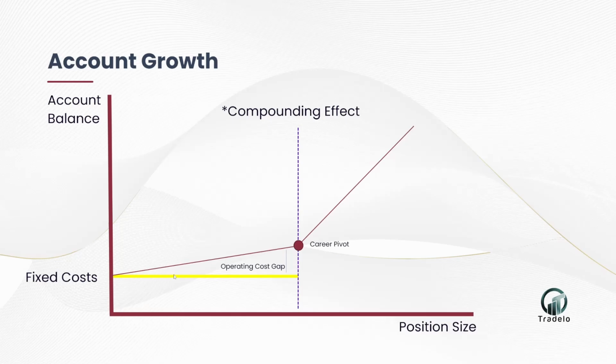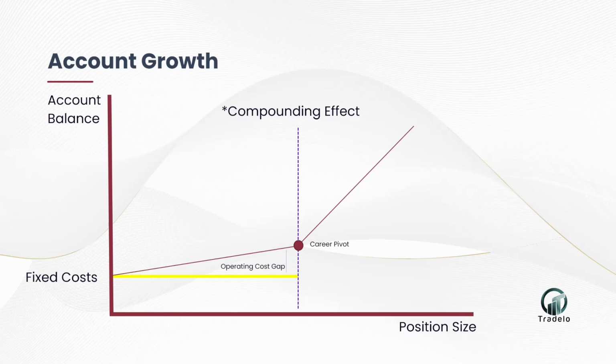Now, the next thing to focus on is the yellow line, and this is our fixed cost. This includes things like software fees, desk fees, your Bloomberg terminal, your commissions, as well as the wage you want to pay yourself. The difference between where your account balance is and where that fixed cost line is, we call the operating cost gap. Very important, the wider this gap, the greater the margin of safety. More importantly, the wider the gap between our account balance and our fixed costs, the more money that's being reinvested into our trading account every single month.